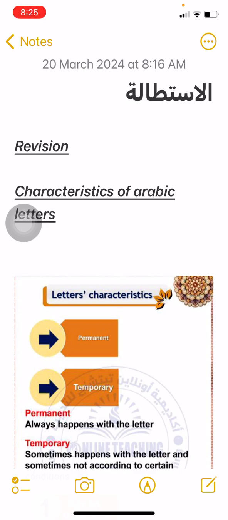Today we will have a new lesson called الاستطالة or elongation with letter ض (dad). But first we are going to revise what we have taken about the characteristics of the Arabic letters.